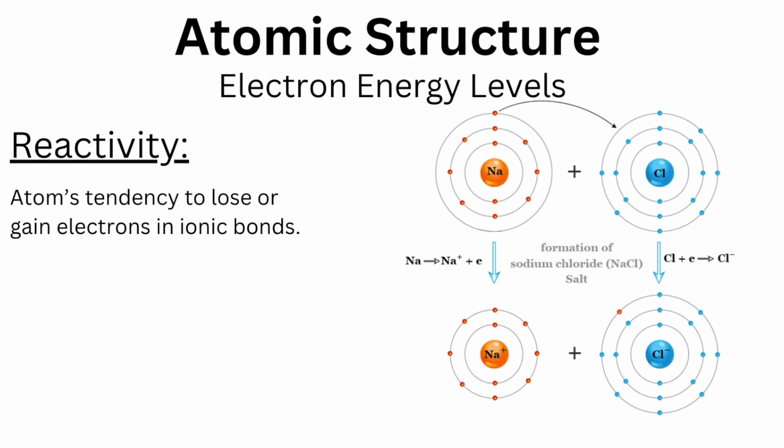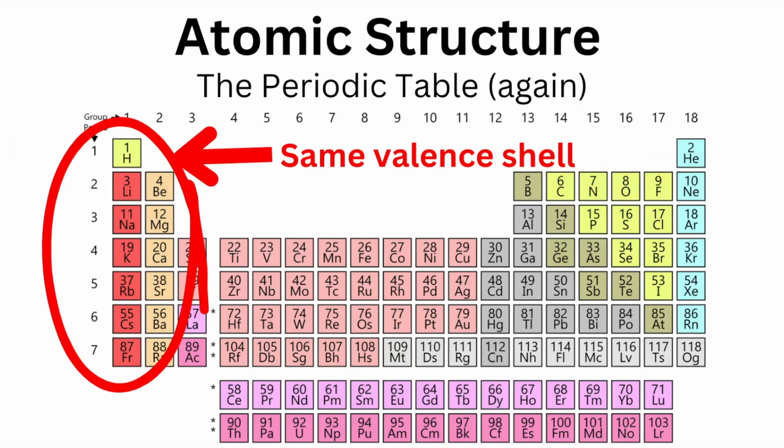The periodic table again. Every element in a group has the same number of valence electrons. Hence, they react similarly. Every element in a period has the same number of electron shells.